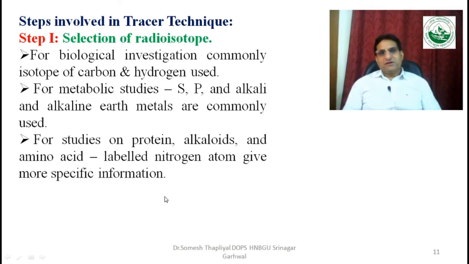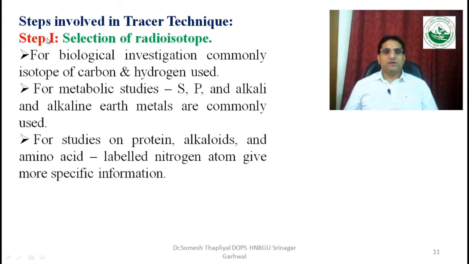Next, what are the various steps involved in the tracer technique? To start the tracer technique, the first step is the selection of the radioisotope. It is a very important step in which we select the radioisotope. Commonly in biological investigations, carbon and hydrogen isotopes are used, and for metabolic studies, sulfur, phosphorus, alkali and alkaline earth metals are commonly used. For studies on proteins, alkaloids and amino acids, labeled nitrogen atoms give more specific information.